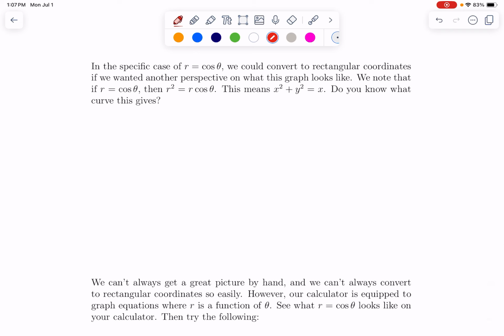In this particular case, there's another way we could do it. If r equals cosine theta, then I could multiply each side by r to get r squared equals r cosine theta. Then by my conversion formulas, r squared I know is the same as x squared plus y squared. And r cosine theta I know is the same as x. So now I'm describing that same graph in terms of x and y. Maybe you know what that looks like.